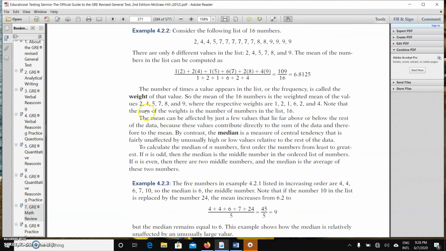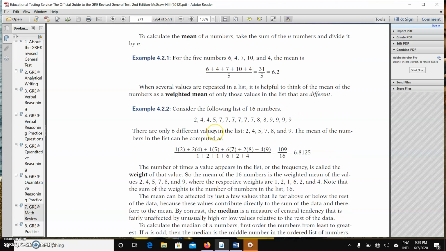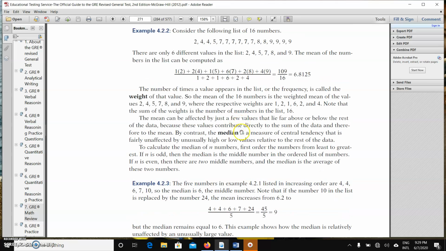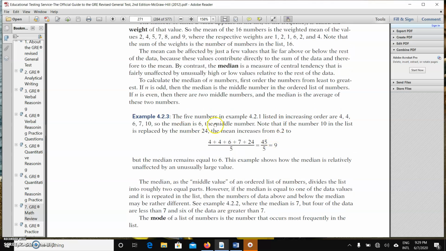Now, to calculate the median, there's something I want to explain to you here. When we are talking about the distribution of the data, for the mean you might not need to arrange it, but for the median you need to arrange it because we are actually looking at the middle number. That's the median. If they give you a distribution, you have to arrange it in increasing order.